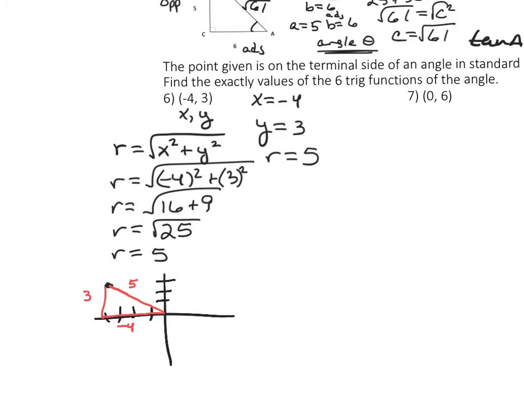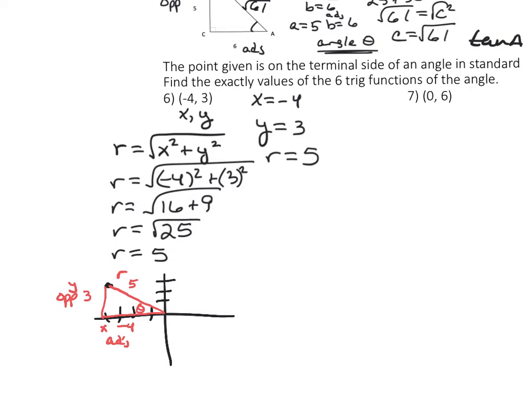If you recognize that this was a 3, 4, 5 common Pythagorean triple, you could have saved the work for finding r. All right, so now that I have x, y, and r, now I can plug them in. Now, if you would prefer to do SOHCAHTOA, this is opposite, this is adjacent, and this is r, this is also x, this is y. So let's plug it in.